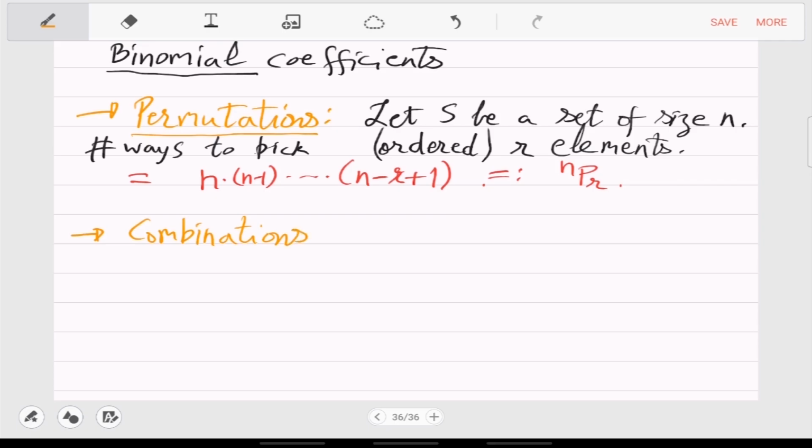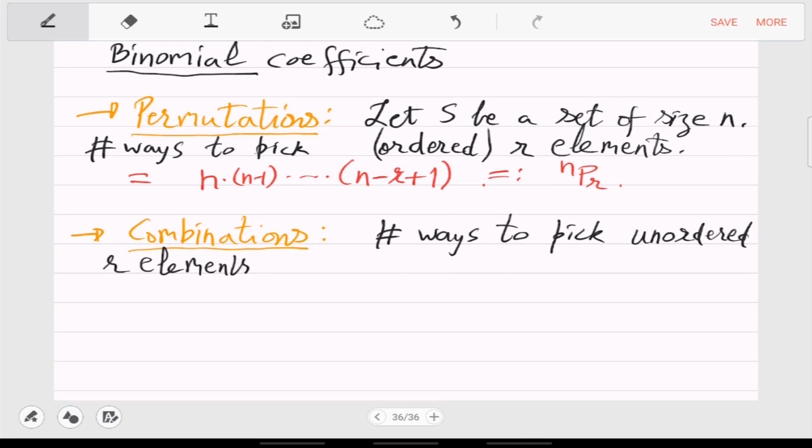Second, the more complicated thing is combinations, which is picking a subset. So the number of ways to pick unordered R elements, or equivalently we can say, how many subsets are there. Right, so this is defined, this is called nCr, and what is it equal to?